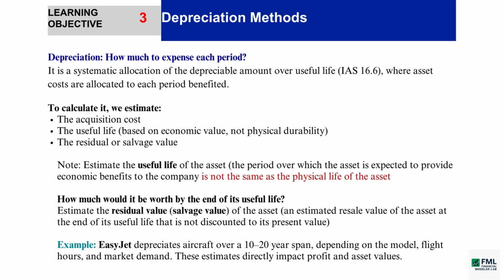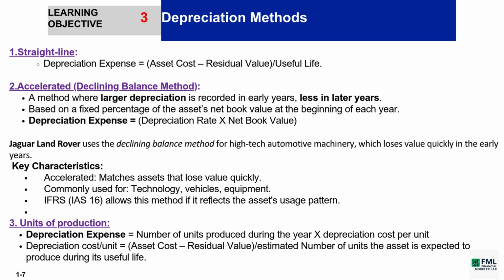Now let's explore the three main depreciation methods. First, the straight line method. Depreciation expense equals asset cost less the residual value, divided by the useful life.